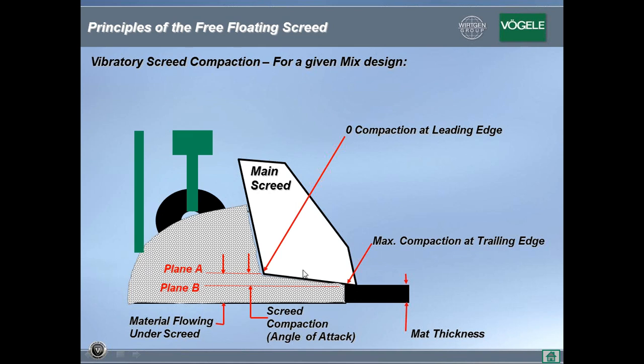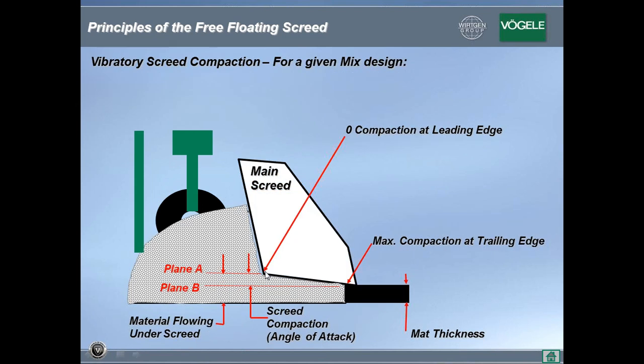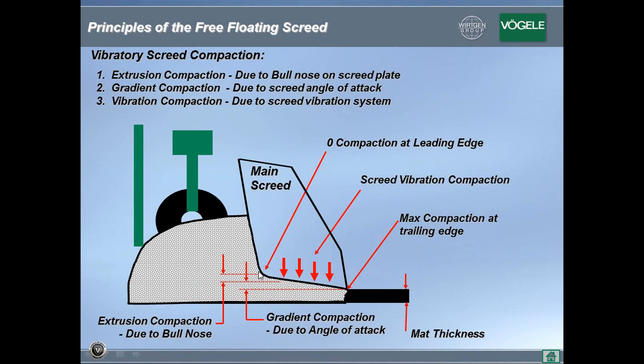Okay. Now let's take that one step further, because we know all screed plates have a radius in the front and it's not pointed as you see here. So in front of the radius of the screed plate is your main strike-off. Your main strike-off determines the amount of material flowing under the screed plate, or it meters the amount of material flowing under the screed plate.